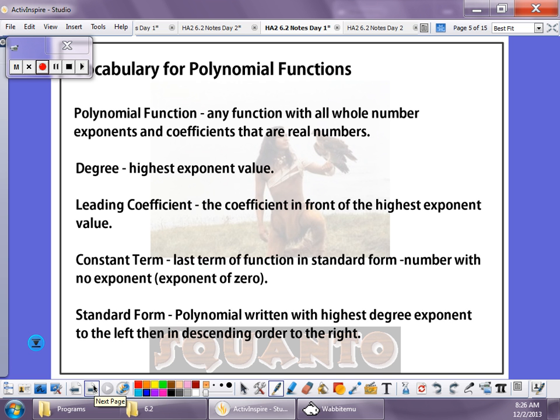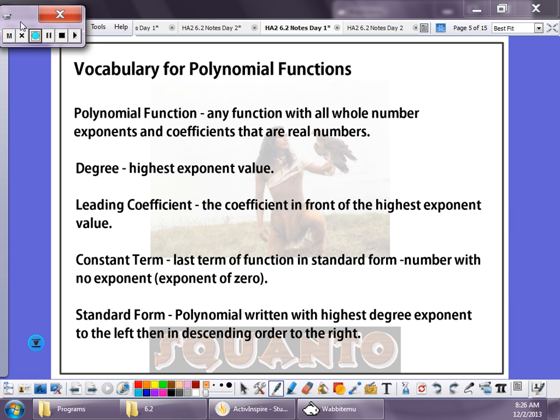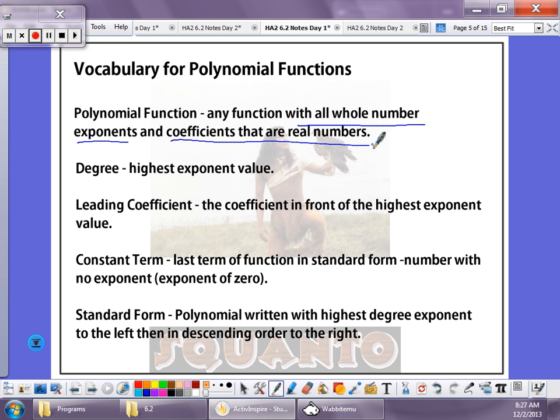All right, so here's some notes, just vocabulary about polynomial functions. The big thing about what a polynomial function is that it has all whole number exponents and coefficients that are real numbers. Okay? So the degree is the highest exponent value. So if you had y equals x to the fourth plus x to the fifth plus x cubed, you would say that the degree of that function is the fifth. So the degree would be to the fifth power.